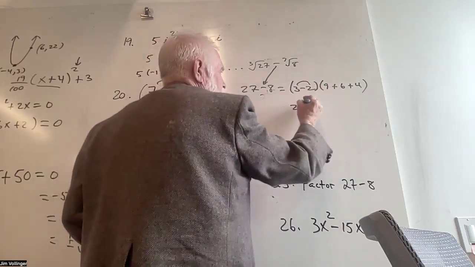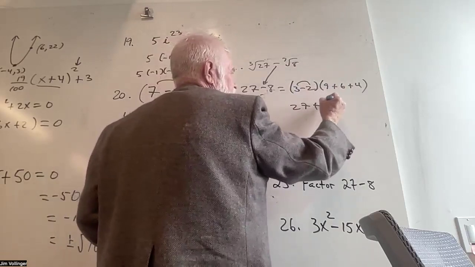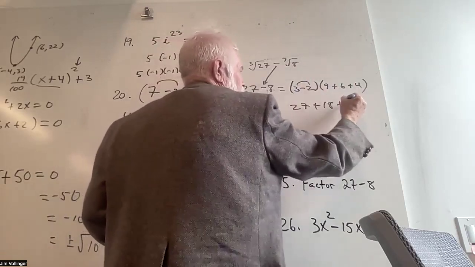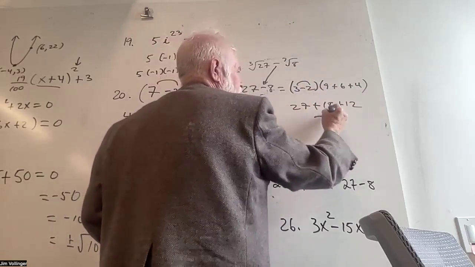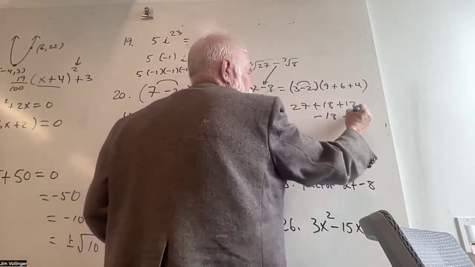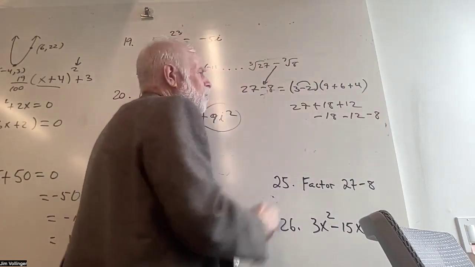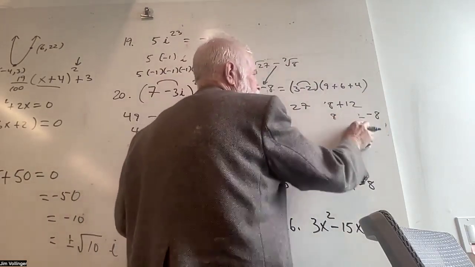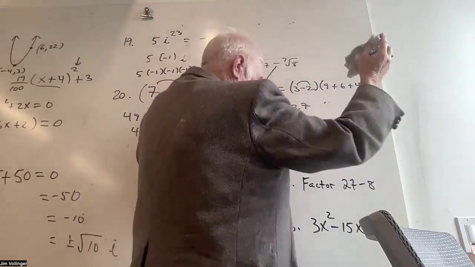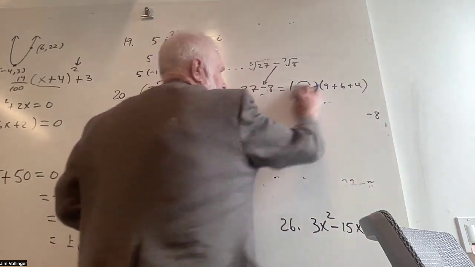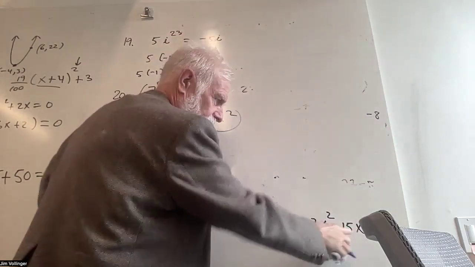3 times 9, 27. 3 times 6, 18. 3 times 4, 12. Minus 2 times 9, minus 18. Minus 2 times 6, minus 12. Minus 2 times 4, minus 8. Let me get rid of a few terms. Looks like 27 minus 8 to me. So that one's done. All right, now we're looking at solving that.